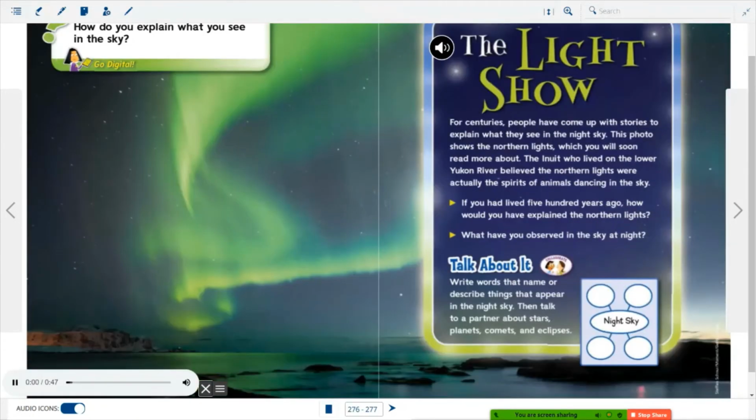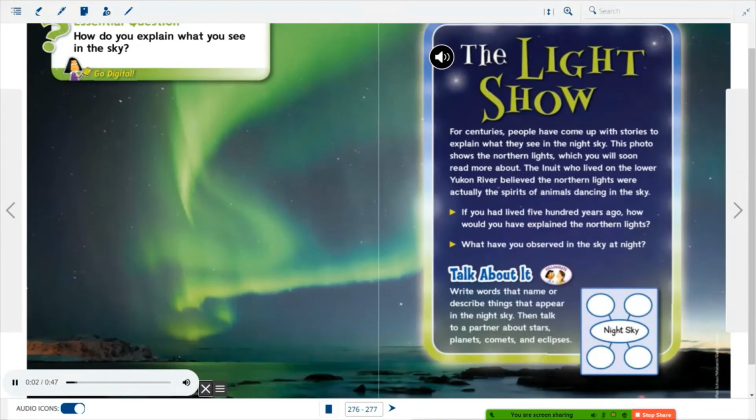The Light Show. For centuries, people have come up with stories to explain what they see in the night sky. This photo shows the Northern Lights, which you will soon read more about. The Inuit who lived on the lower Yukon River believed the Northern Lights were actually the spirits of animals dancing in the sky.